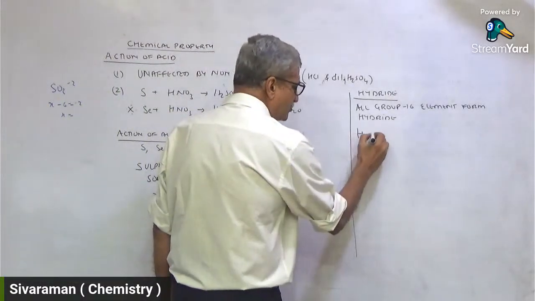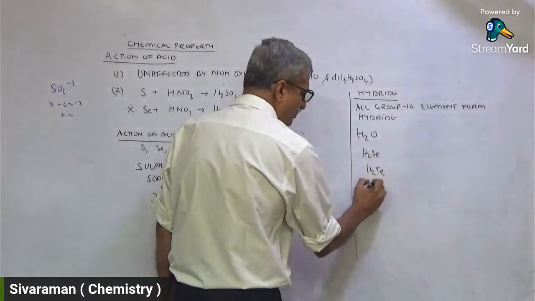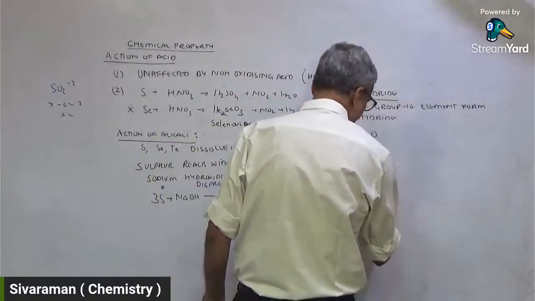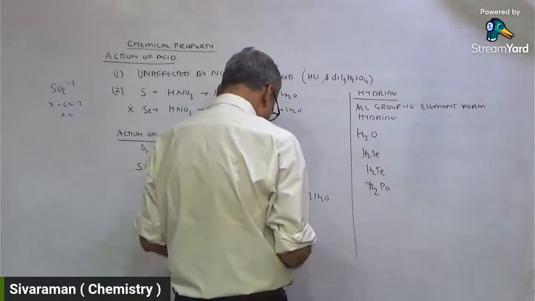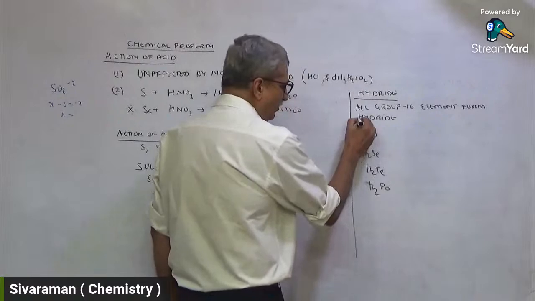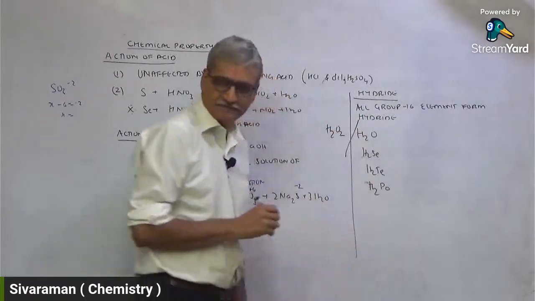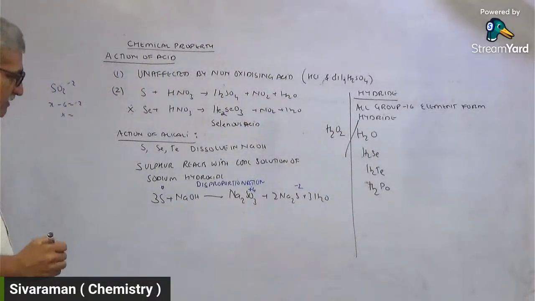What are they forming? We have H2O, H2S, H2Se, H2Te, and we have H2Po hydride. Of course, polonium is radioactive, so not much we are going to talk about. Water also has H2O2, the peroxide. There are no peroxides in case of the other ones.